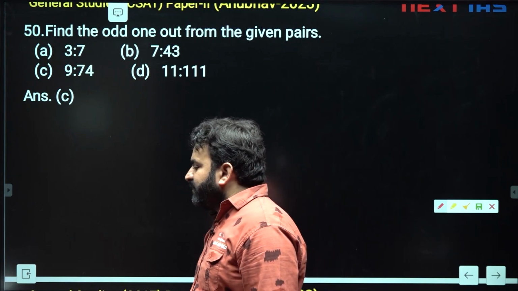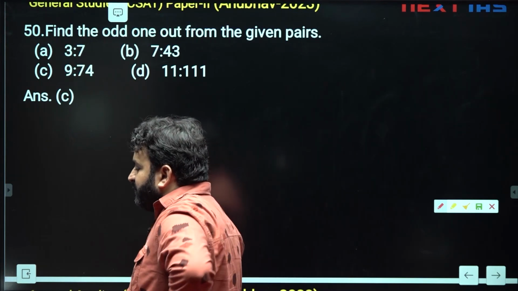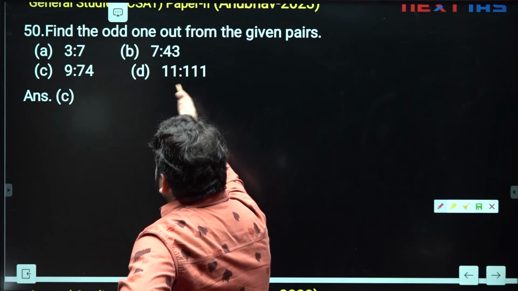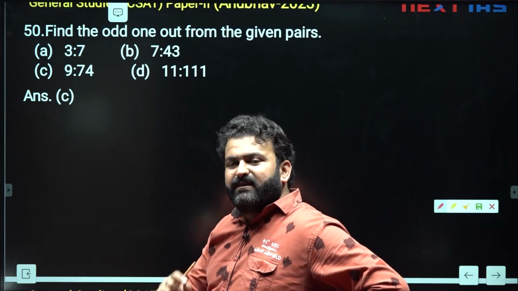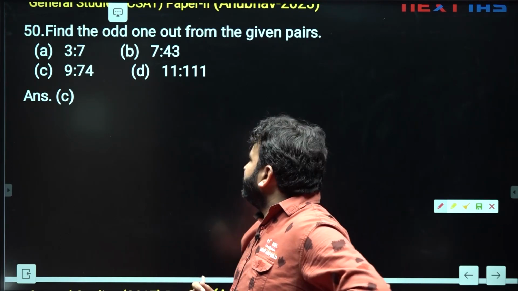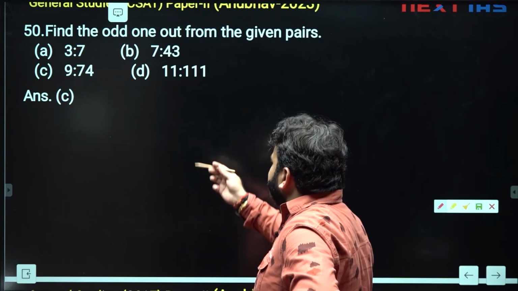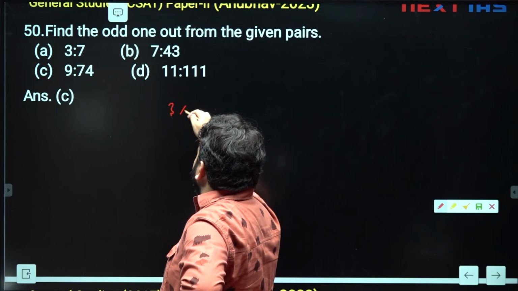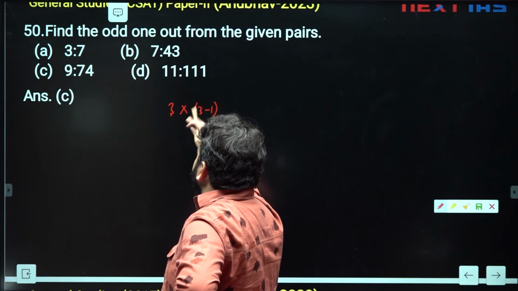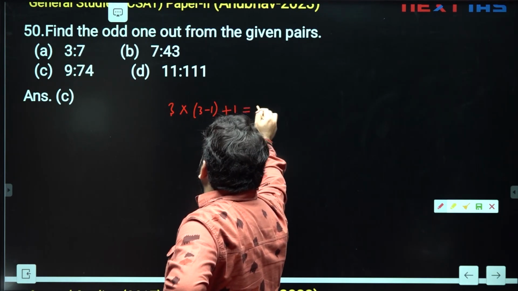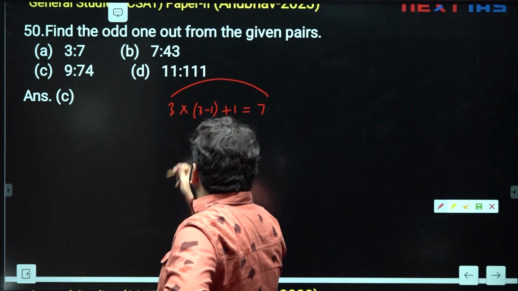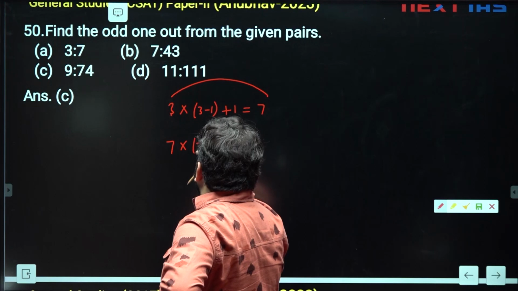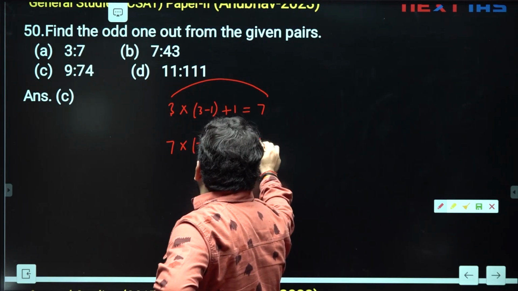Now all of you, next one, find the odd one out. Here you have to find out the relation between the first and second term. The relation is 3 into 3 minus 1, that is 2, plus 1, we get 7. So 3 is to 7. 7 is to 43: 7 into 7 minus 1, that is 7 into 6, 42, plus 1, that is 43.